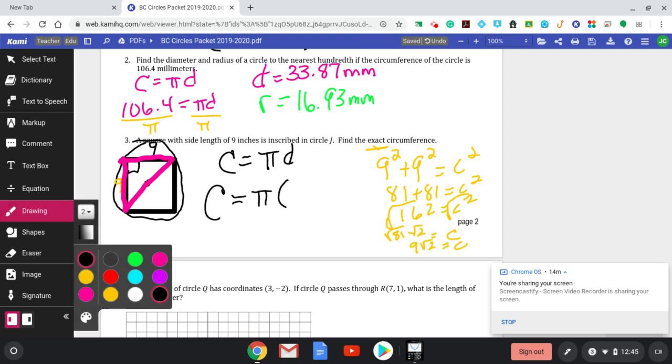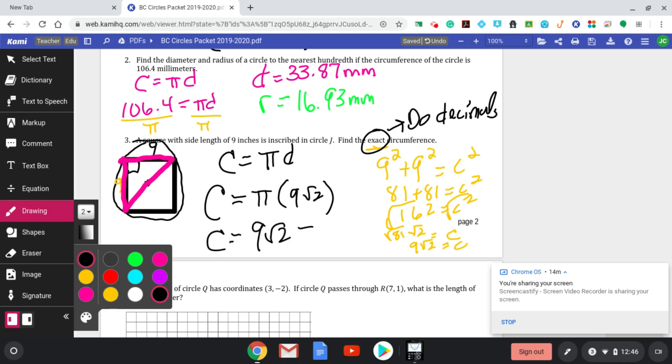Pi times 9 radical 2. Okay, exact. Exact circumference means no decimals, please. So I do not want you typing that into your calculator. You can leave it as 9 radical 2 pi inches. Everyone good? All right, there's a way. You can find a way.